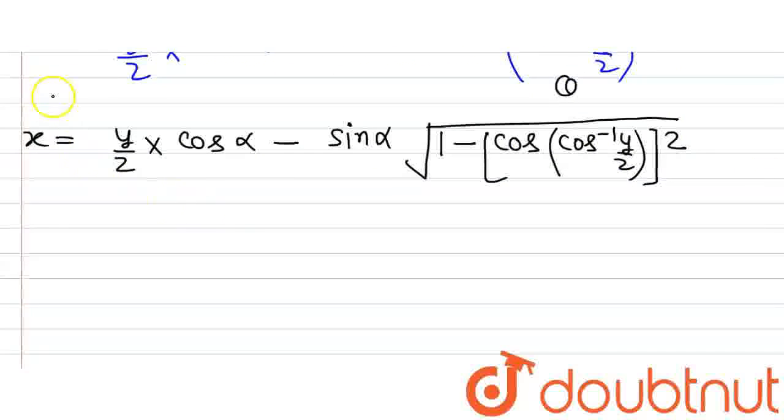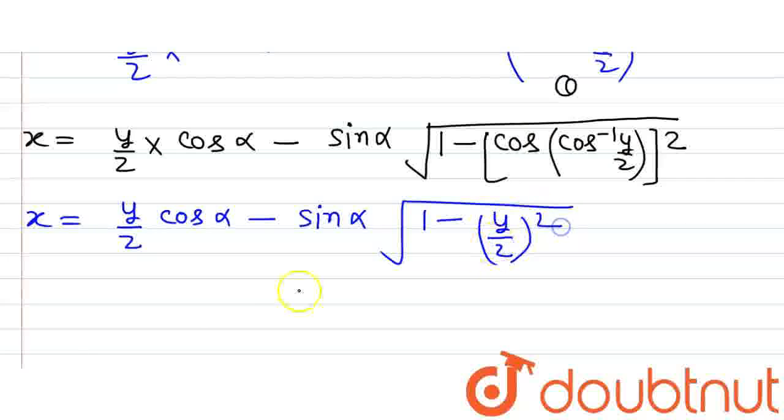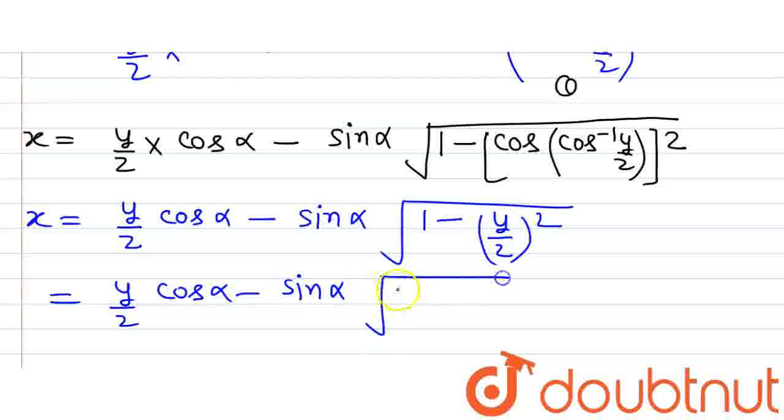Now using this we will get x is equal to y by 2 cos alpha minus sin alpha under root 1 minus cos of cos inverse y by 2, which will give us y by 2. So 1 minus y by 2 raised to the power 2, which gives us x is equal to y by 2 cos alpha minus sin alpha under root 1 minus y square divided by 4.